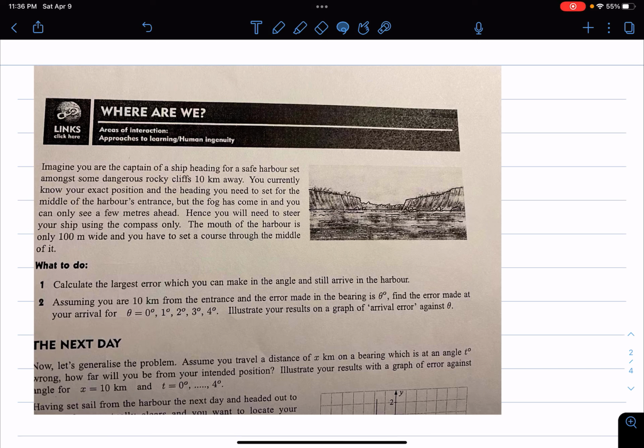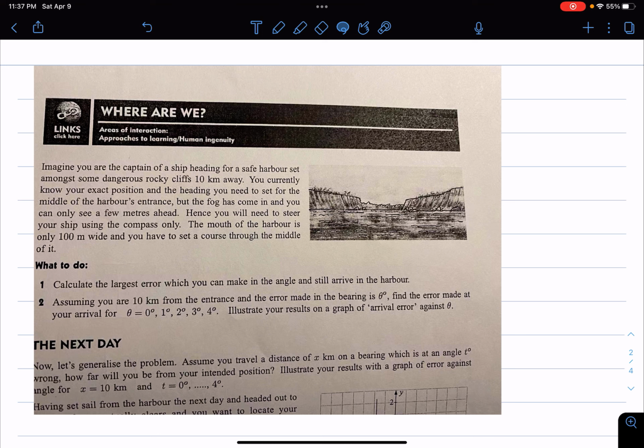Imagine you are the captain of a ship heading for a safe harbor set among some dangerous rocky cliffs 10 kilometers away. You currently know your exact position and the heading you need to set for the middle of the harbor's entrance. But the fog has come in and you can only see a few meters ahead. Hence, you will need to steer your ship using the compass only.